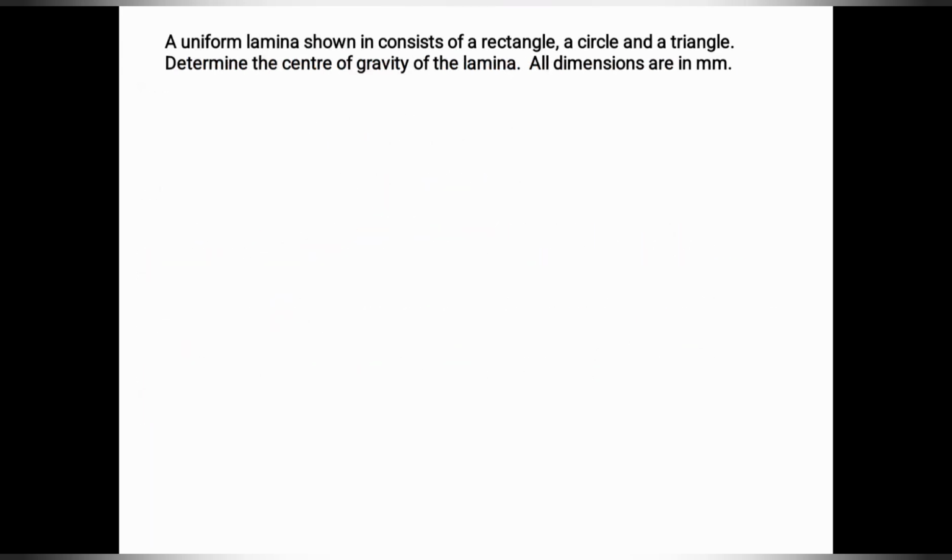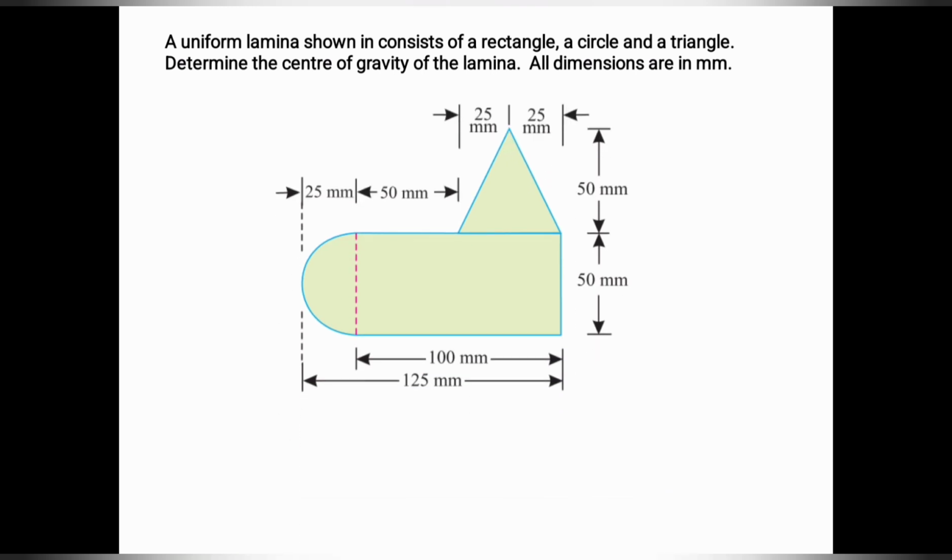Now let us discuss the problem on centroids. A uniform lamina shown is composed of a rectangle, circle and a triangle. Determine the center of gravity of the lamina. All dimensions are in mm. So this is the given lamina.